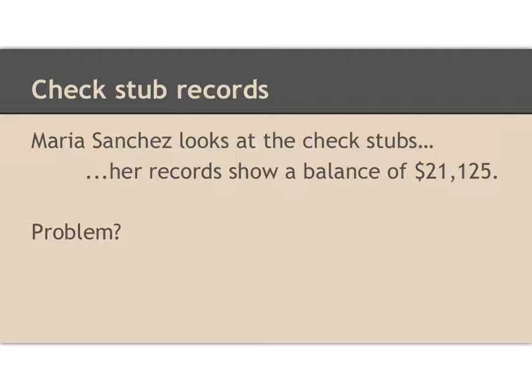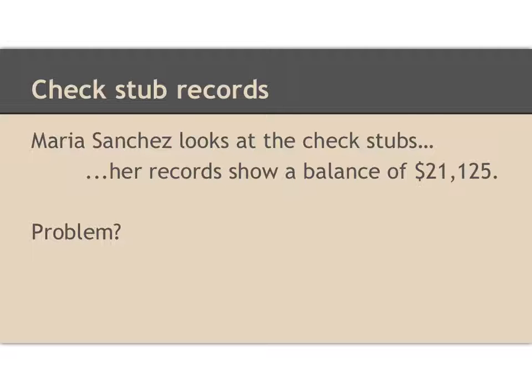Uh-oh. Maria Sanchez looks at her check stubs, or she looks at the ledger for cash and bank and sees that she believes that the balance is $21,125. Remember, the bank said $22,217. There's over $1,000 difference here. Is that a problem? Is it less of a problem that the bank thinks that she has more money than she thinks she has?